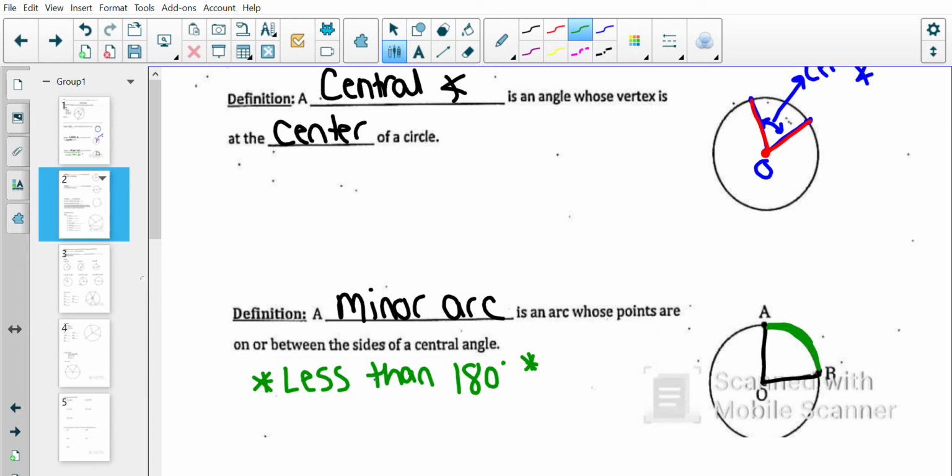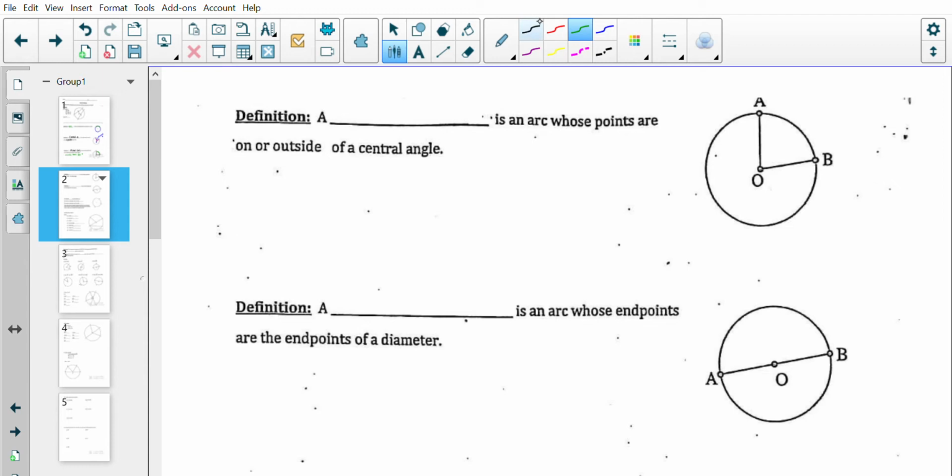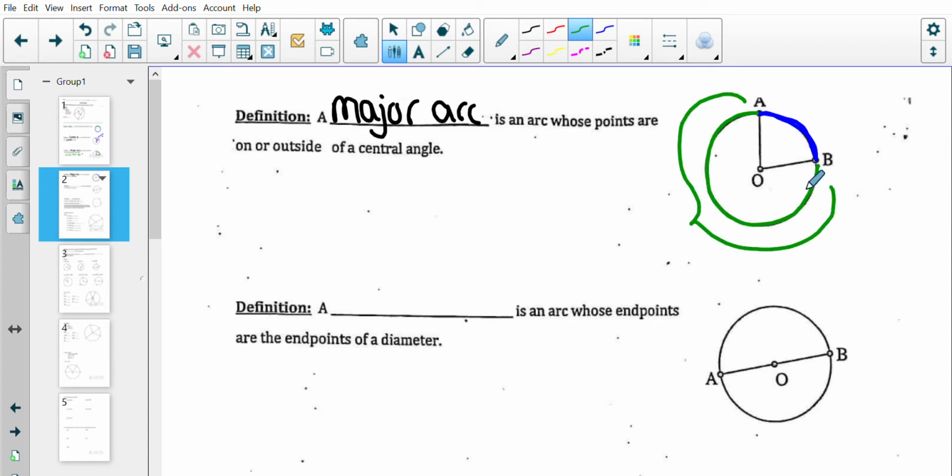Okay, let's turn the page. A major arc is an arc whose points are on the outside of the central angle. So basically, if you're looking at the path from A to B, that shortest distance is called the minor arc. But there's another path from A to B, right? Isn't there a longer path from A to B? That longer path from A to B is called the major arc.